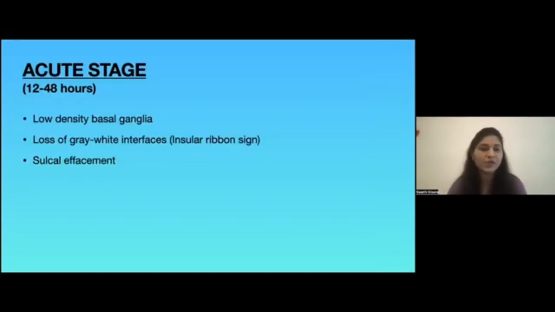Now coming to the acute stage, which lasts between 12 to 48 hours. In this also we see the basal ganglia to be hypodense, and there is loss of gray-white interfaces, which is also called the insular ribbon sign. And there is also sulcal effacement.